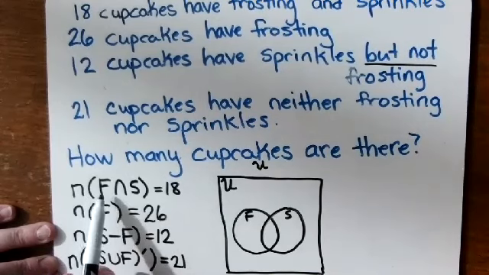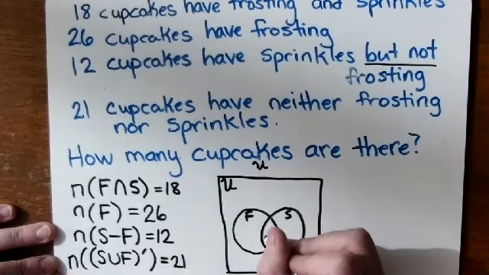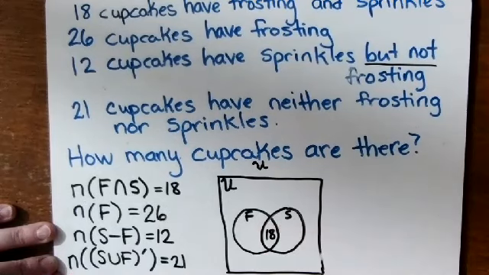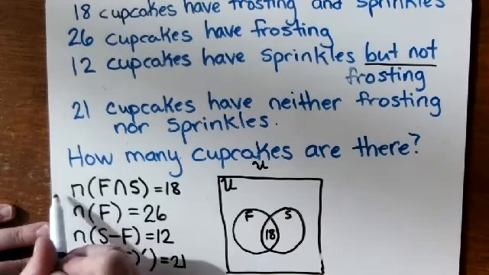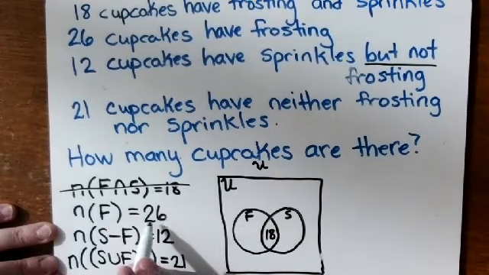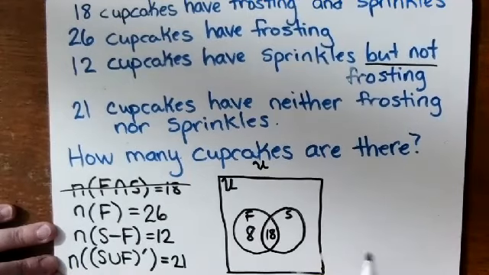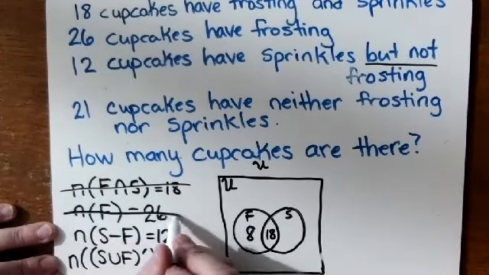Now what we're looking for is filling in our Venn diagram. So the number of elements in F overlap S, or F intersect S, is 18. And there's only one region that overlaps, where F and S overlap. We also have that the total number of frosted is 26, 18 of which are already here. So if we add 8 more cupcakes, then we'll get a total of 26 cupcakes that are frosted.